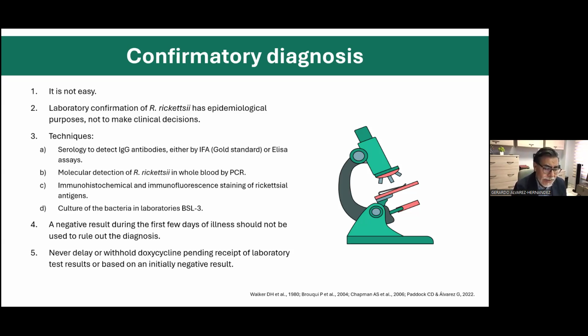The second alternative, and it's increasing its helpfulness, is the molecular biology, particularly the polymerase chain reaction, immunohistochemical and immunofluorescence staining of rickettsial antigens, and finally, culture of the bacteria in specialized laboratories. Very important to take into account this. A negative result during the first few days of illness should not be used either to exclude the diagnosis or to delay the specific treatment.